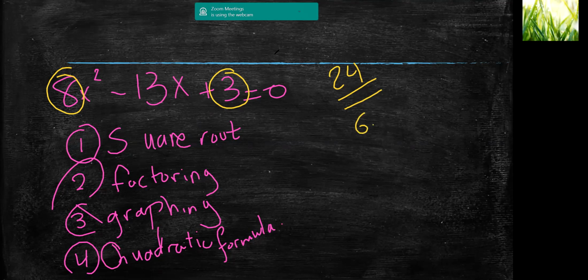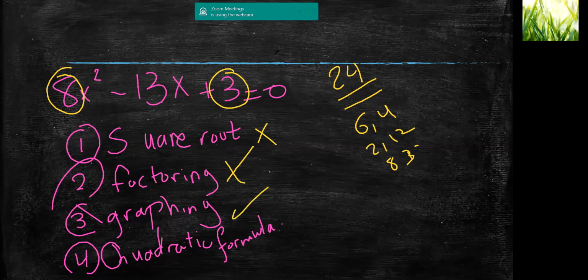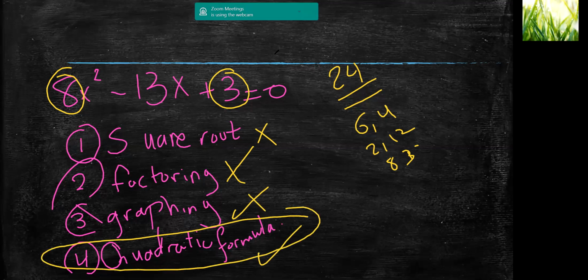Nothing. 24, it's 6 and 4. Nothing. 2 and 12. 8 and 3. There's nothing. So it cannot be solved by factoring. By graphing, yes, it can be, but it would not be the best. It is not difficult, but you have to use the calculator. What about the quadratic formula? Yes, it's the best. How can I know if I can use it? I will check if there's a solution or not. So it can be solved by the quadratic formula. So here the best method is the quadratic formula.